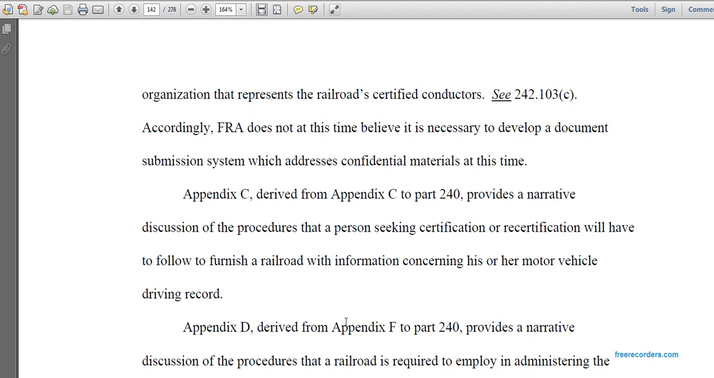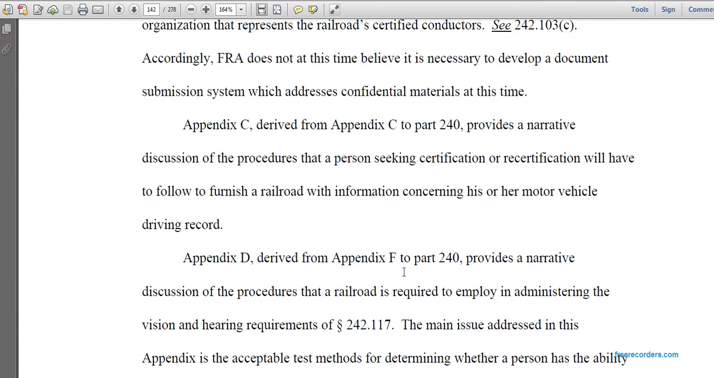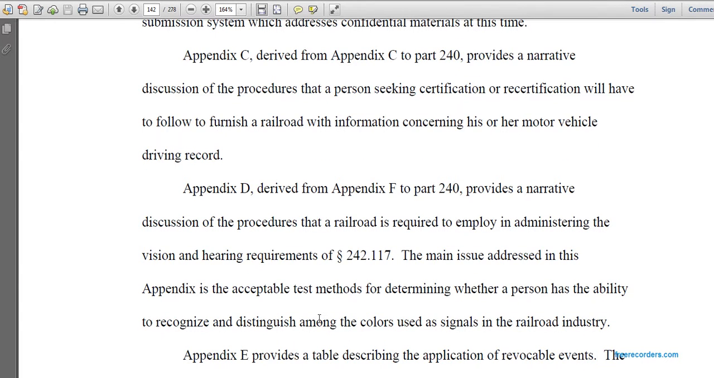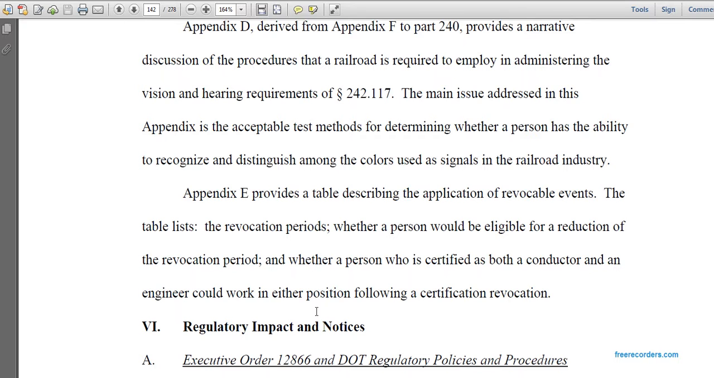Appendix C is derived from Appendix C to Part 240. It provides a narrative discussion of the procedures a person seeking certification or recertification will have to follow to furnish the railroad information concerning his or her motor vehicle driving record. Appendix D, derived from Appendix F to Part 240, provides a narrative discussion of the procedures the railroad is required to employ under the administrative vision hearing requirements of Section 242.117. The main issue addressed in the appendix is an acceptable test for determining whether a person has the ability to recognize and distinguish among the colors used in signals in the railroad industry.